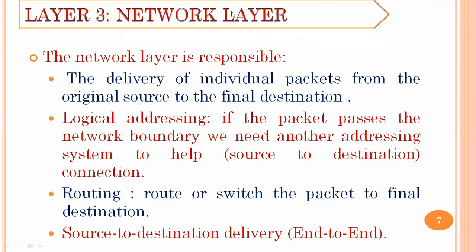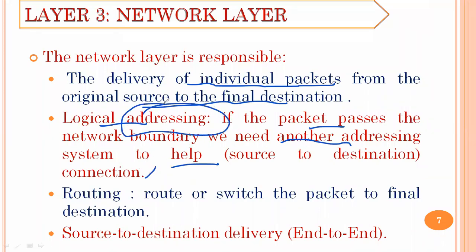So next, the network layer. This layer is meant for the delivery of individual packets from the original source to the final destination. Logical addressing will be implemented if the packet passes the network boundary. We need another addressing system to help the source-to-destination connection. That is why logical addressing will be used. Like in this network, if this system wants to communicate with this one, logical addressing will not be implemented because we are in the same network.